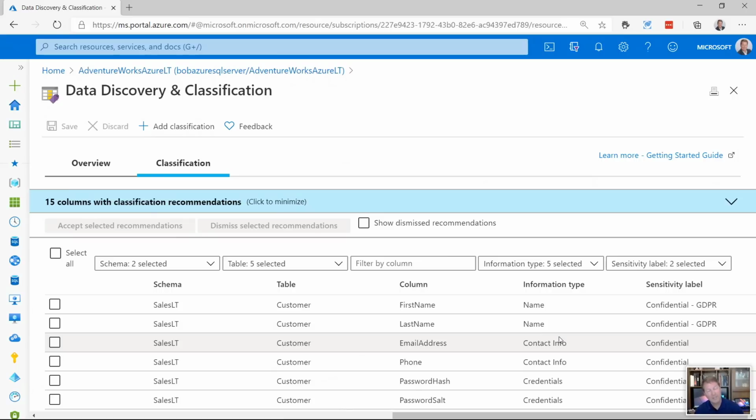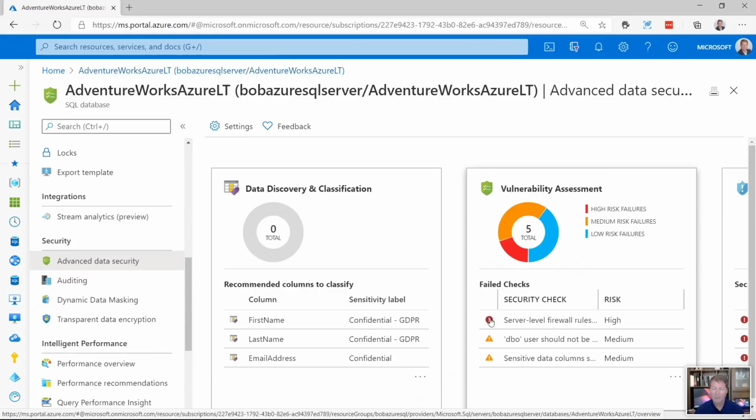How do you go run queries? And then how to use that auditing feature to go back and look and see who tried to touch that. So that's a great example of classification.